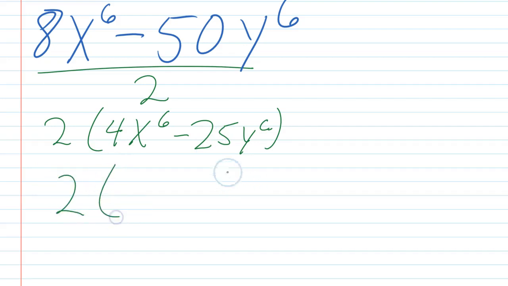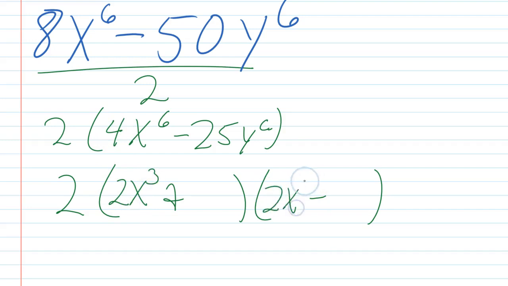Remember, your GCF is always in front. When you build your house, we have a plus and a minus. Square root of 4 is 2x cubed, and the square root of 25 is 5y cubed.